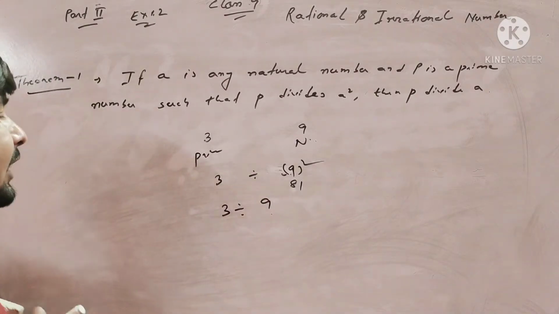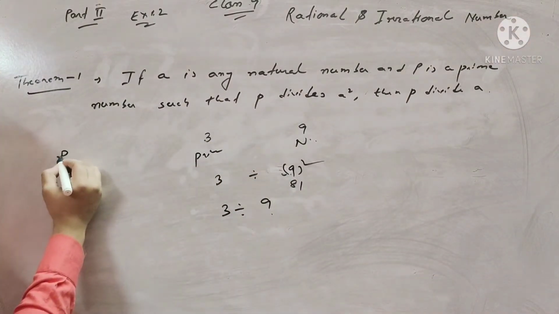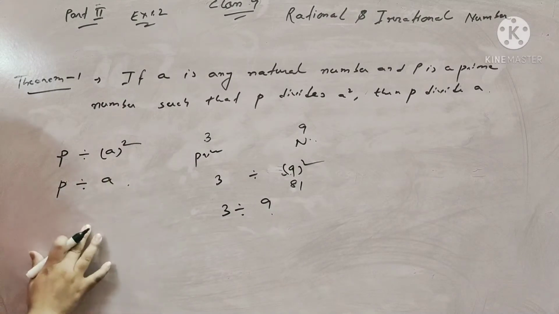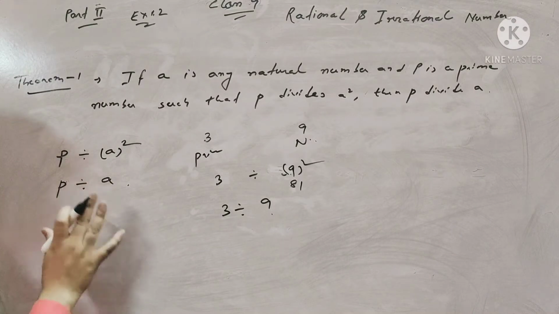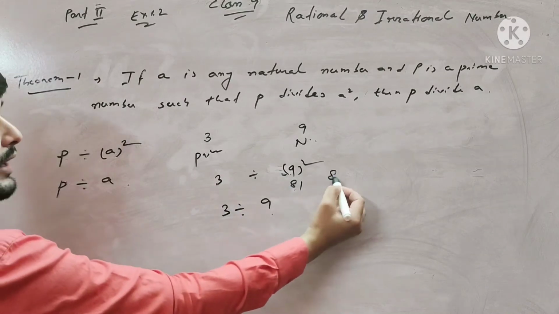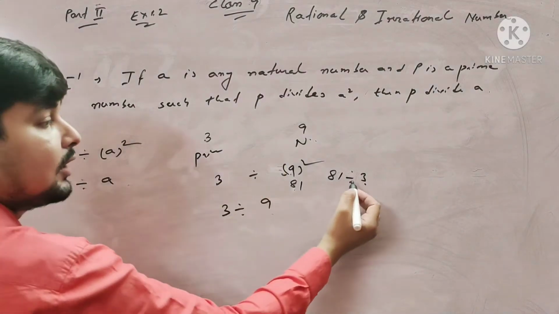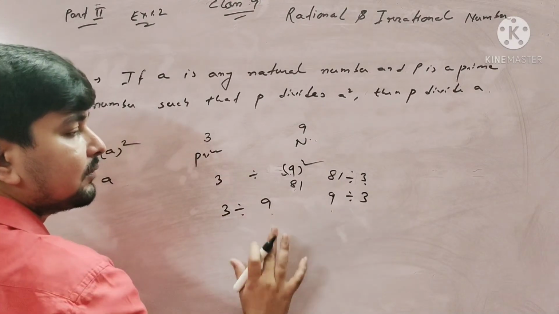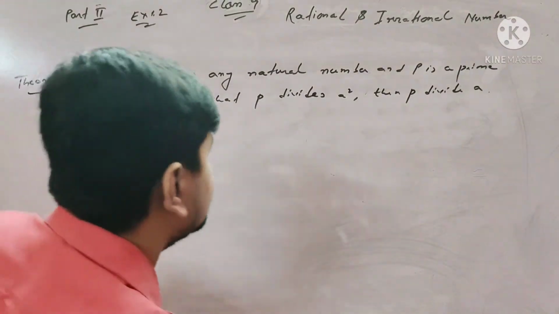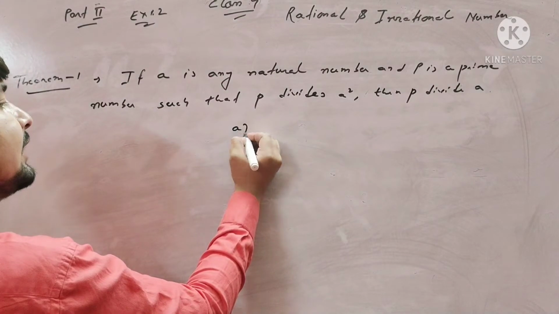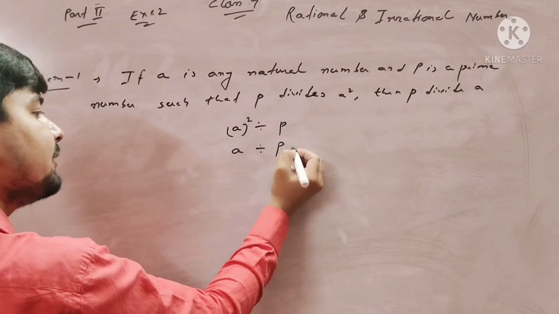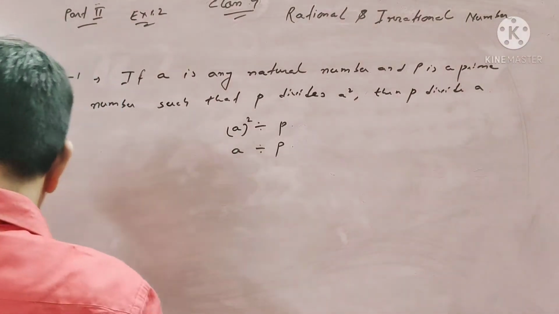Again I repeat, whenever a prime number divides the natural number square, the prime number also divides the natural number. See, this is a prime number, this is the natural number square, 81, easily divided by the prime number, so the prime number also divides the natural number. One theorem is complete. Simple as that. If a natural number square is divided by p, then the natural number a is also divided by the prime number.